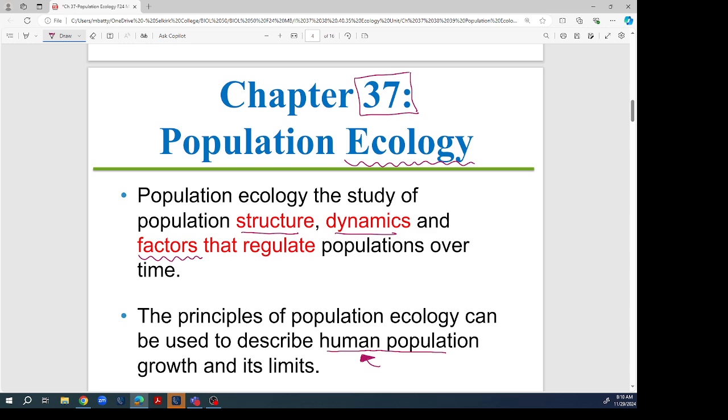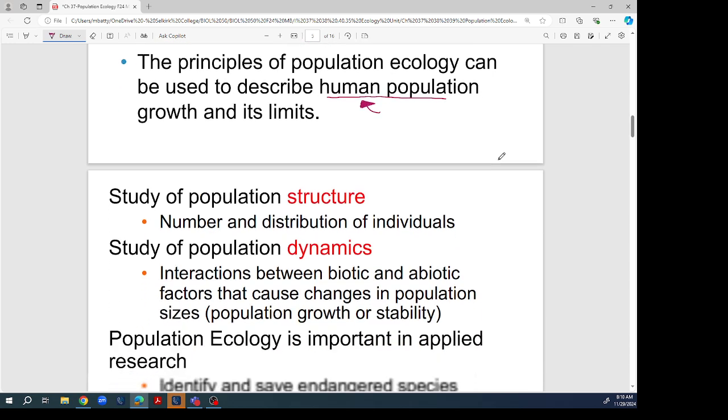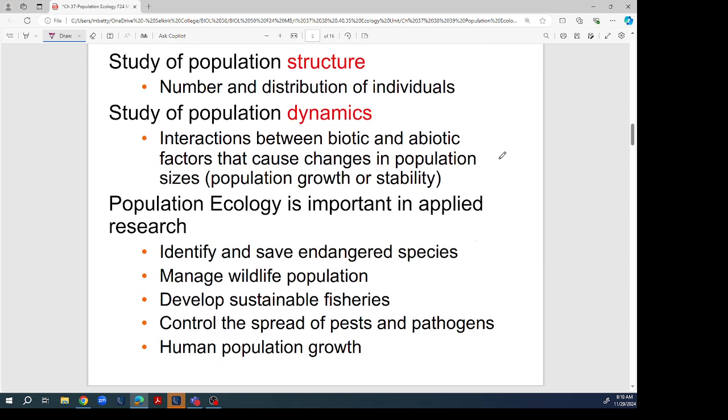Because I think as you apply these things to a specific example, it can really help. So population ecologists look at the structure of the population, that would be how many and how they're spread out, the distribution of those individuals. And then they also take a look at the dynamics. So like I said, the interactions, all those factors that cause a change in the population. We could talk about population growth, population stability. We could also talk about a decline.